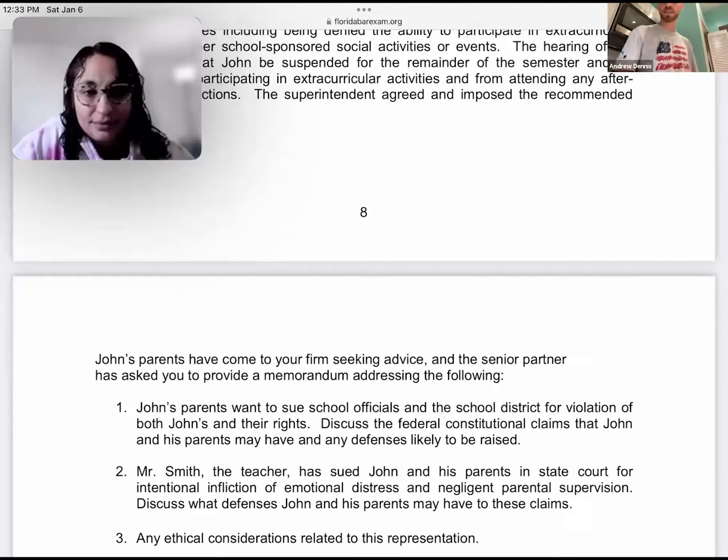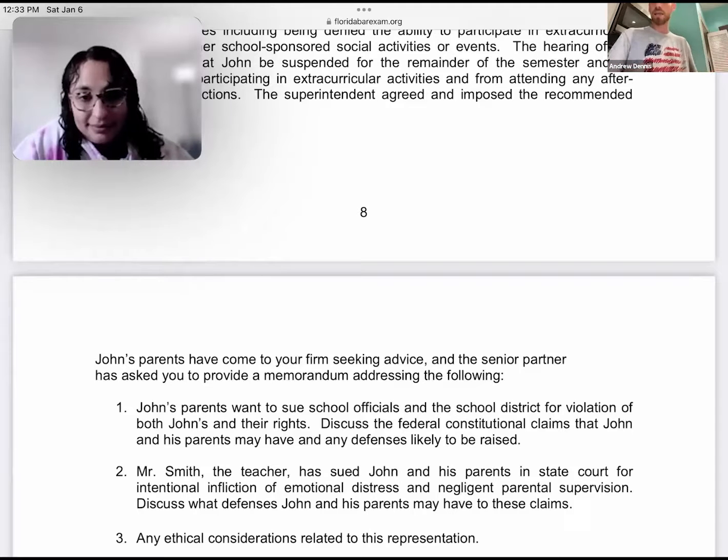Mr. Smith, the teacher, my favorite gym teacher's name was Mr. Smith, rest in peace, has sued John and his parents in state court for intentional infliction of emotional distress and negligent parental supervision. So that's the torts piece, the NIED and the negligent supervision. We'll kind of skip that. And then the third piece is ethics.